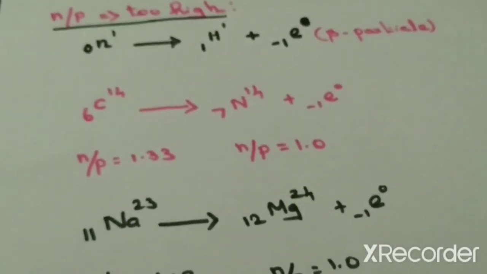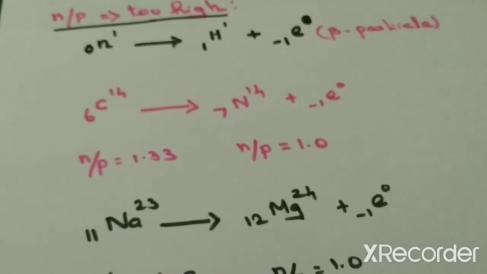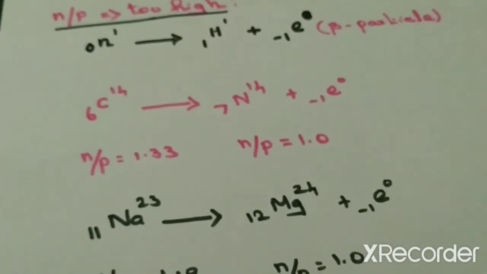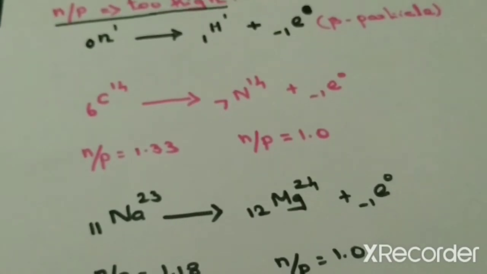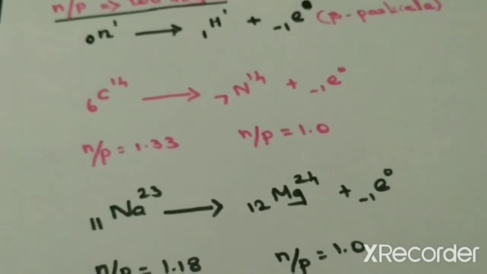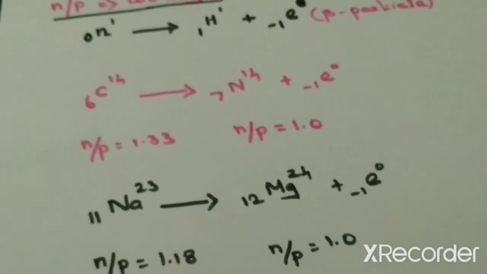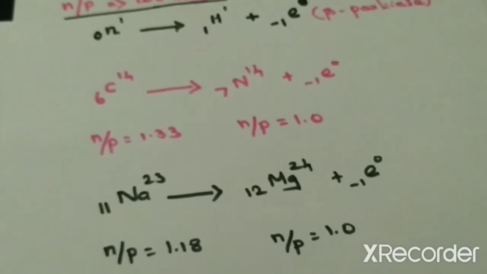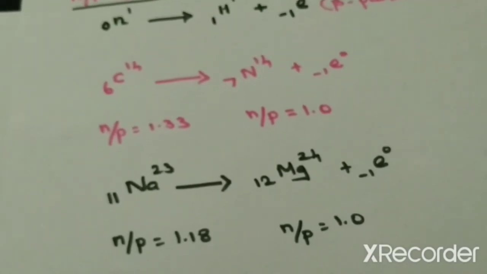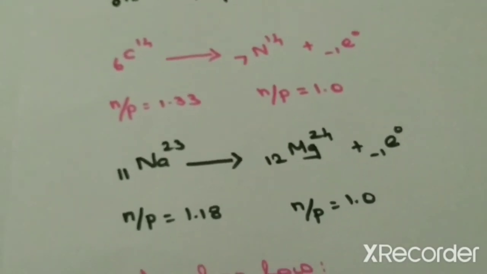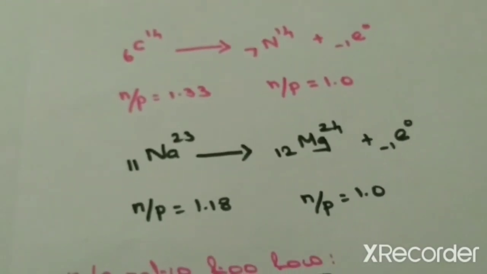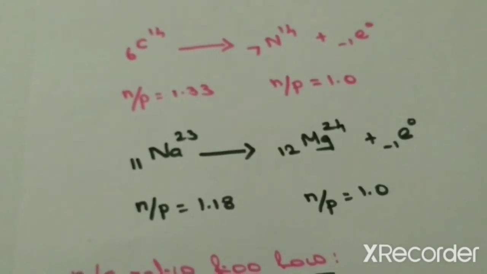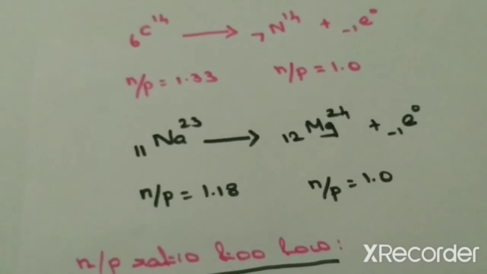For example, if you take carbon 14, its NP ratio is 1.33. So the nucleus is somewhat unstable and it emits one electron. That electron is called a beta particle. By emitting the beta particle, it becomes nitrogen 14, and the NP ratio of nitrogen 14 is 1. That means the element becomes more stable.